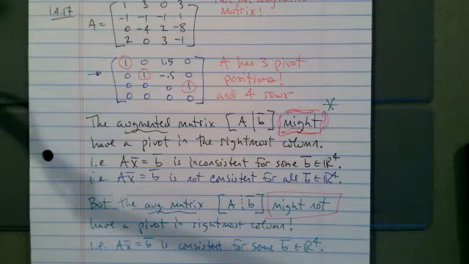Any questions? For part B, use the same thinking. In part B, which is just a different matrix, can every vector in R4 be written as a linear combination of the columns of matrix B? That's the same as asking the question, is Bx equals b consistent for all b in R4?